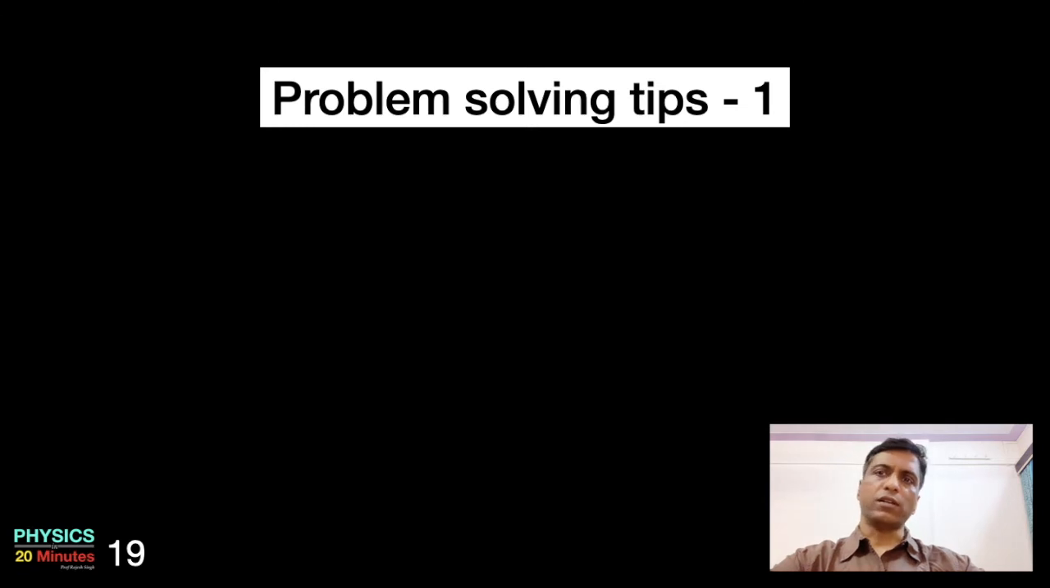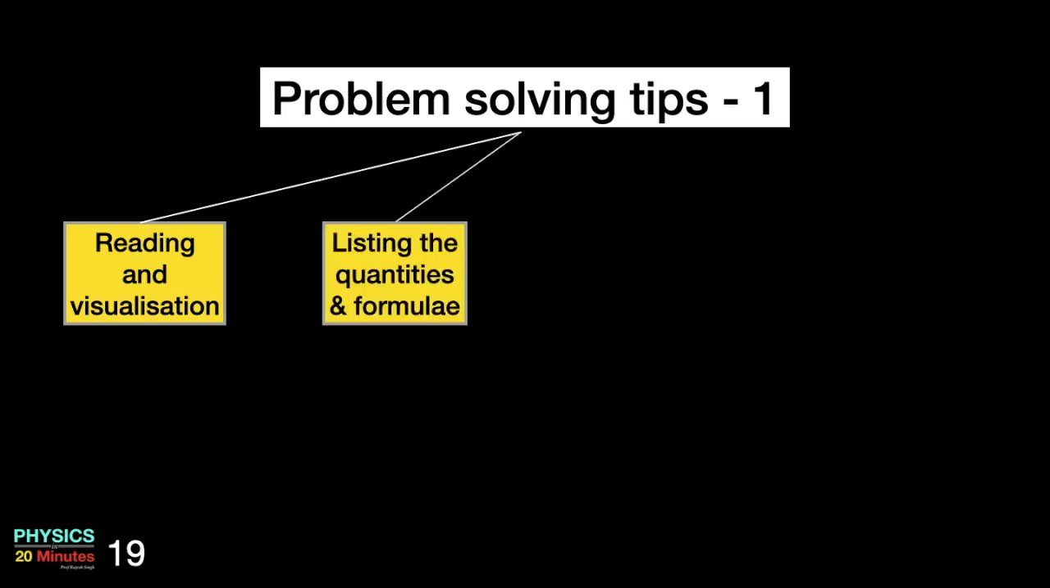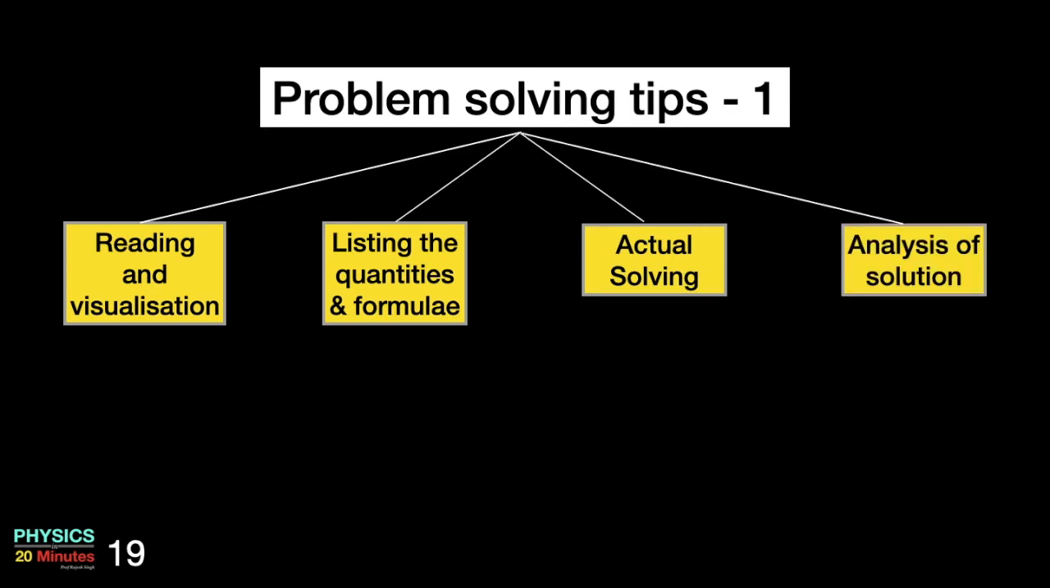Problem solving effort involves four major parts. First, reading and visualization. Second, listing the quantities and formulae. Third, the actual solving part. And fourth, analysis of the solution. So let's have a look at all these four steps one by one. The first is reading and visualization.